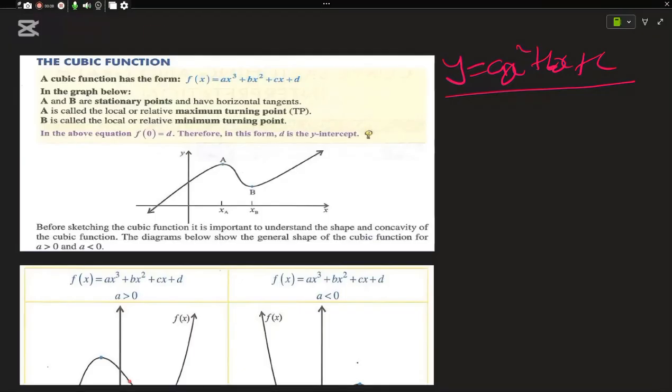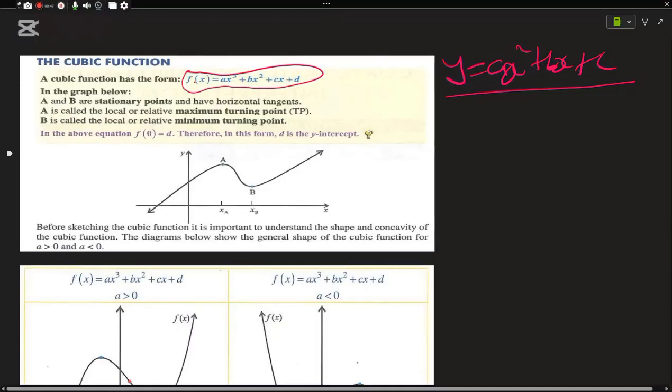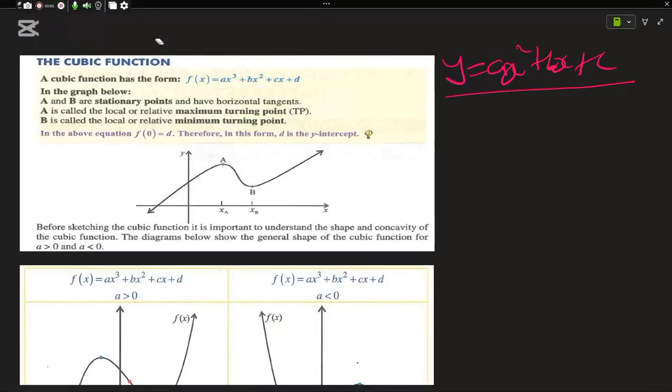So a cubic function has the form of, as you can see here. Right, so as you can see here, that is a cubic function. Can you see? So the highest degree of a cubic function is actually 3, right? And then d is the y-intercept. So this is the y value which the graph cuts through, right?